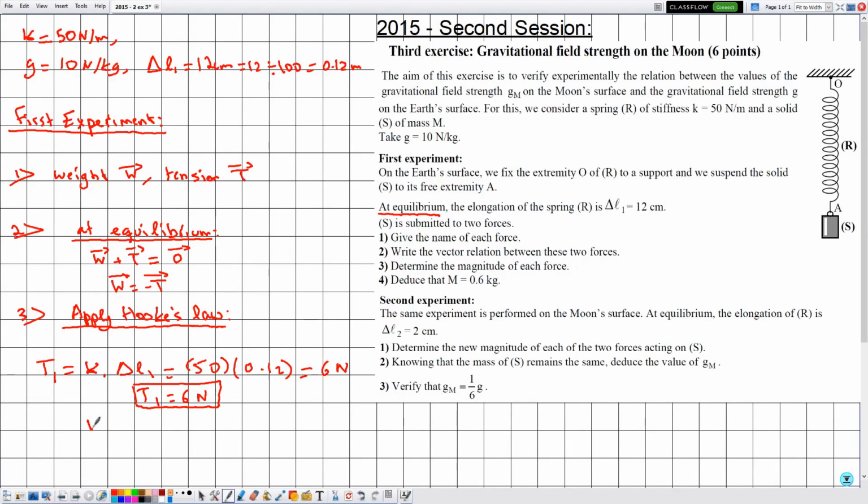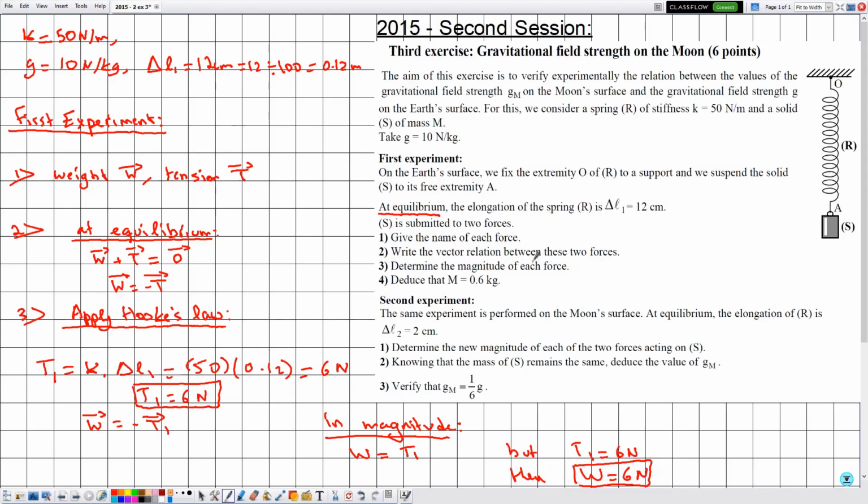Then let's write down here, because the W vector is equal to minus T1 vector, then in magnitude, the magnitude of the weight is equal to the magnitude of the tension denoted by T1, but we already know that the magnitude of the tension T1 is given by 6 newtons, then the magnitude of the weight is given by also 6 newtons.